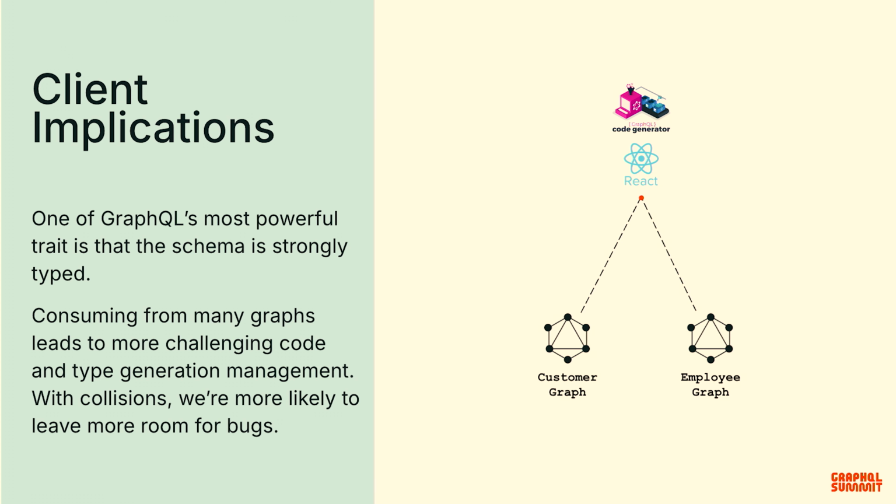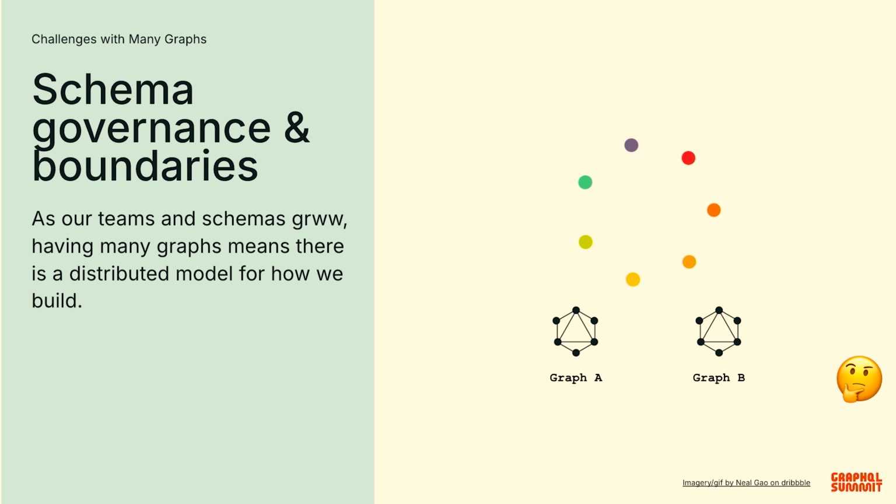When the client has to consume from more than one graph, the application now has to manage code generation for each of the graphs, which can lead to more collisions, especially when you have common types across those graphs. And then lastly, the other huge pain point was around schema governance and boundaries. And it became really difficult to manage.